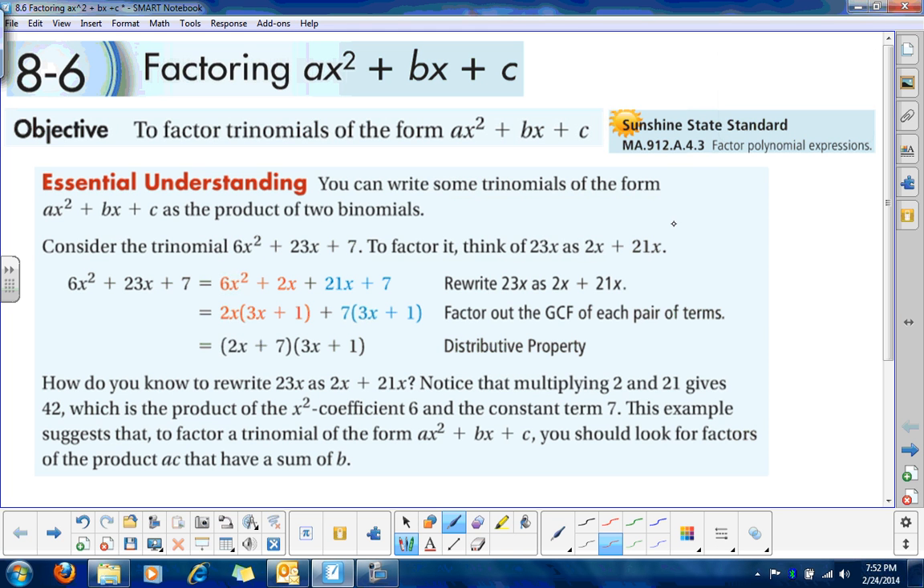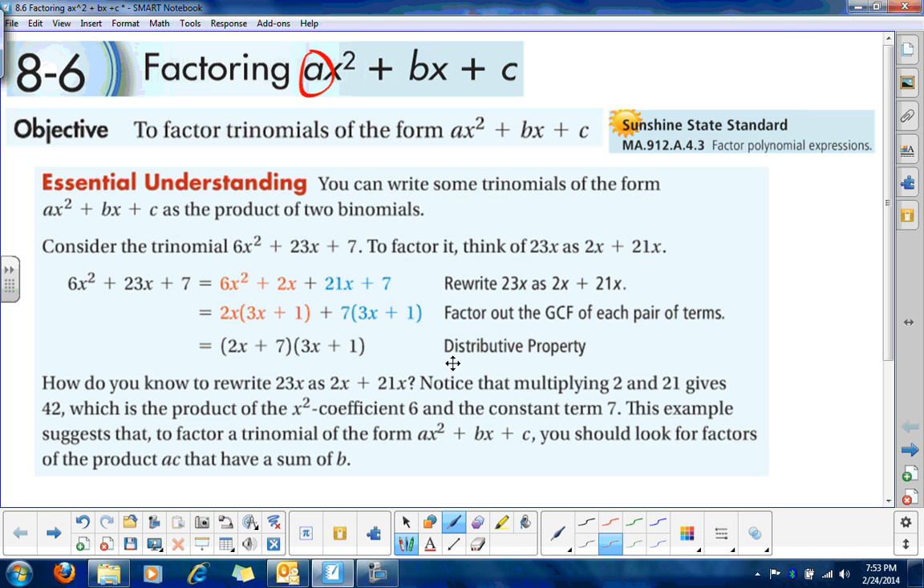Hey guys, today we're doing section 8-6, which is factoring trinomials in the form of ax squared plus bx plus c. Now the only difference between today's lesson and section 8-5 is that there's a coefficient in front of that first term. Okay? Now, how do we deal with the coefficient?